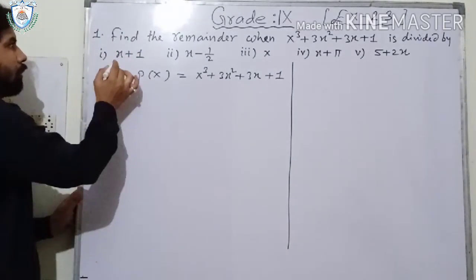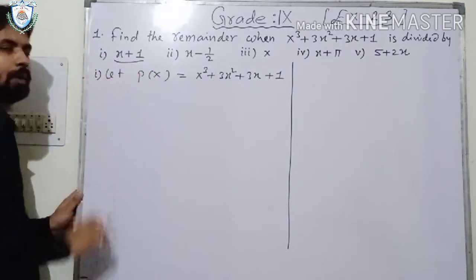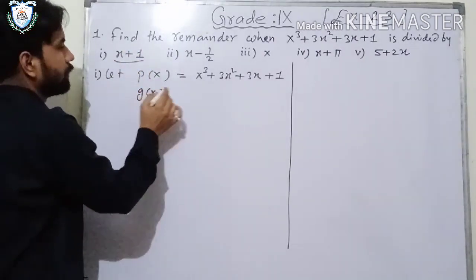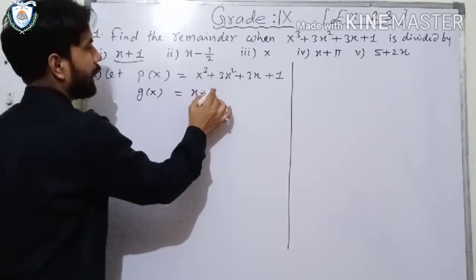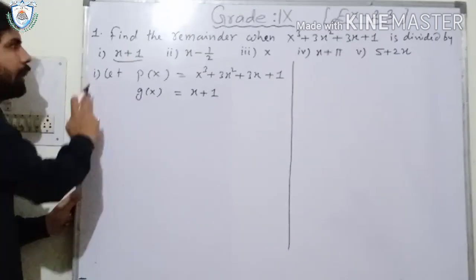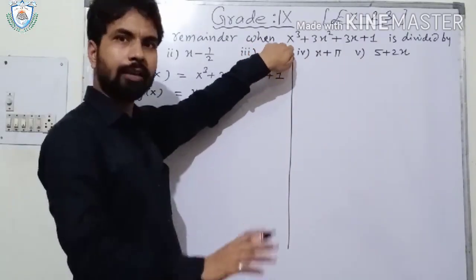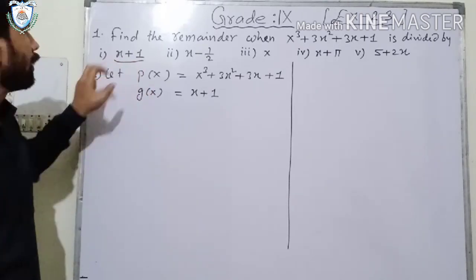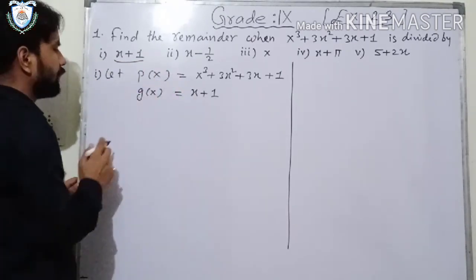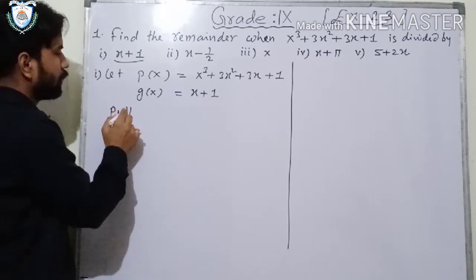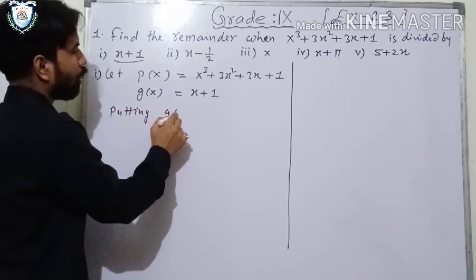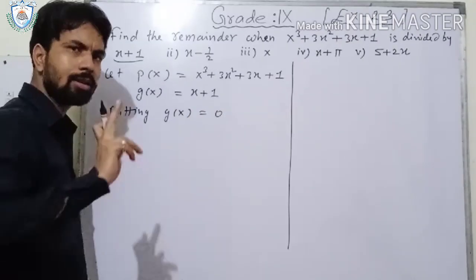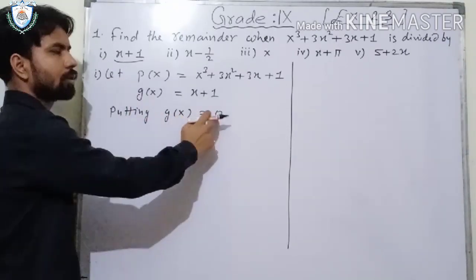Now, for the first part, what is given? x plus 1. This polynomial is considered as g of x. g of x is x plus 1. For the first part, p of x is what we have to divide, and g of x is this polynomial. Clear? For finding the remainder, the very first step is to put g of x equal to 0.